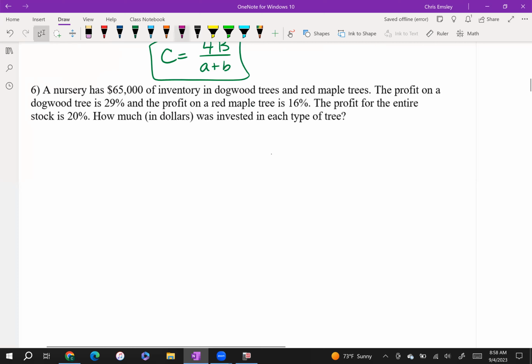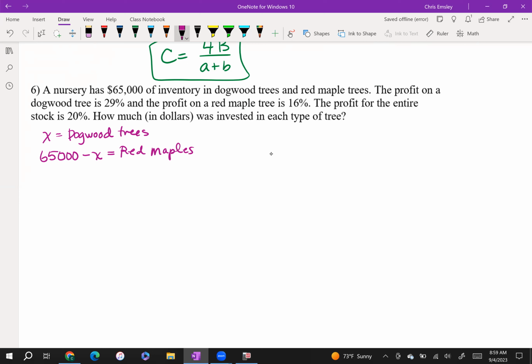So I'm going to start off by setting up some little information here. I'm going to pick X to be the number of dogwood trees. And if that's the case, that X is not the number of trees, sorry, it's the dollars we have in dogwood trees, how much money we have in dogwood trees. That means my total amount of money minus X is going to be the other type of tree, which in this case is the amount of money we have in those red maples, okay?